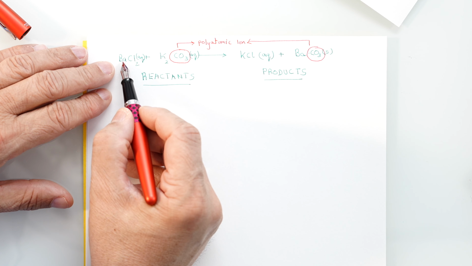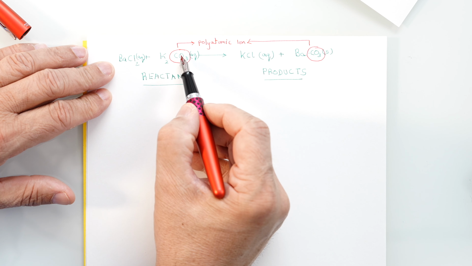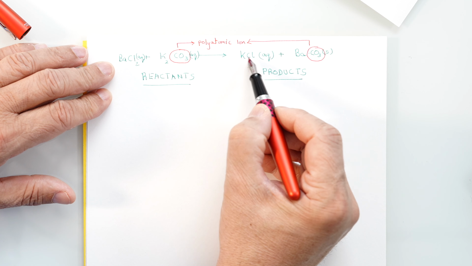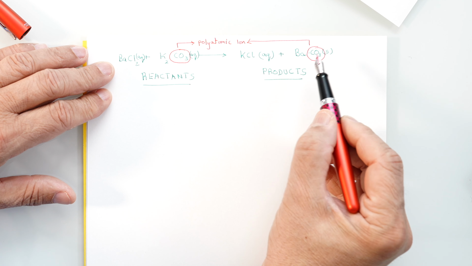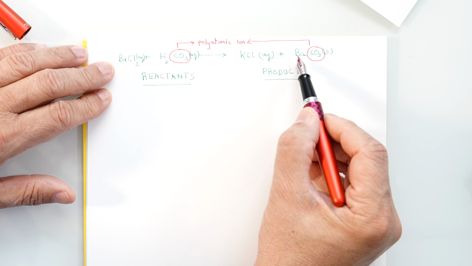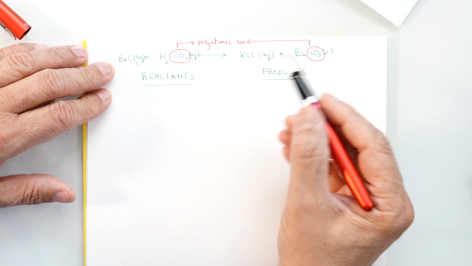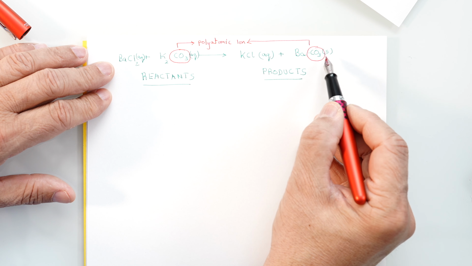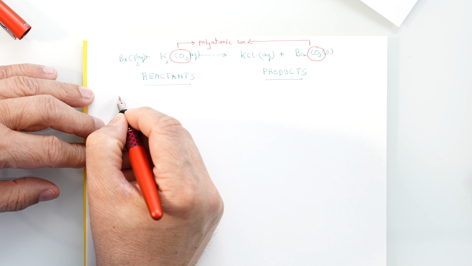Keep in mind, barium is a metal, chlorine or the chloride ion is a nonmetal. That's an ionic compound. That is an ionic compound. Potassium chloride, again, ionic compound because there's a metal and a nonmetal, and barium carbonate is an ionic compound. The reason this reaction is going to proceed is because barium carbonate is forming a precipitate. It is not aqueous.